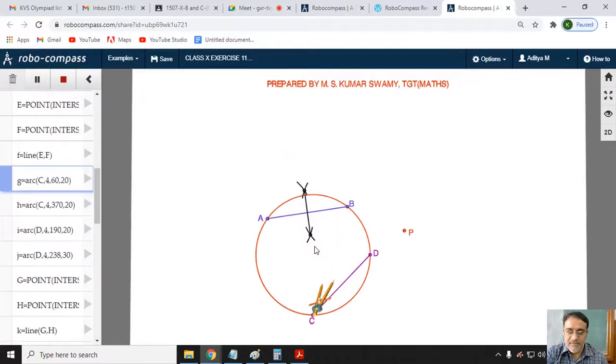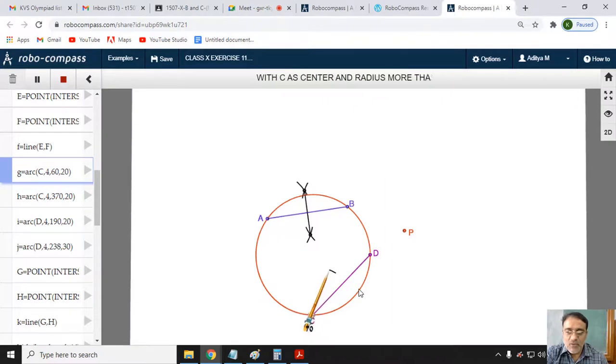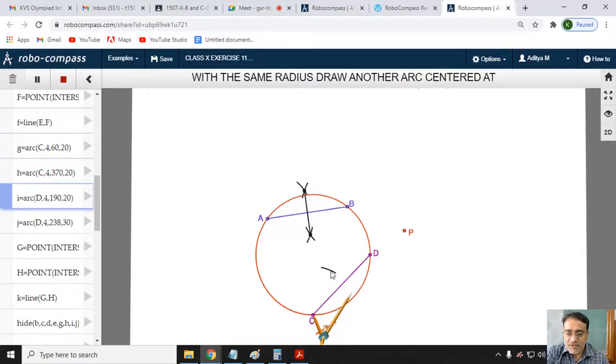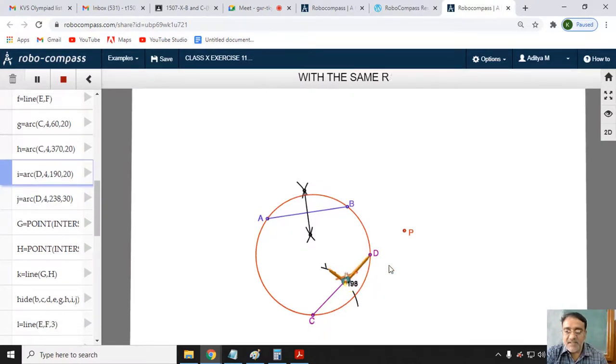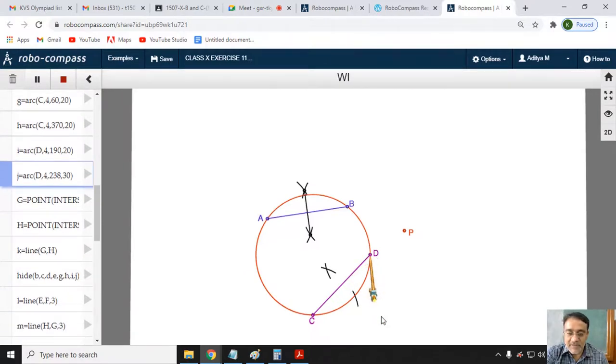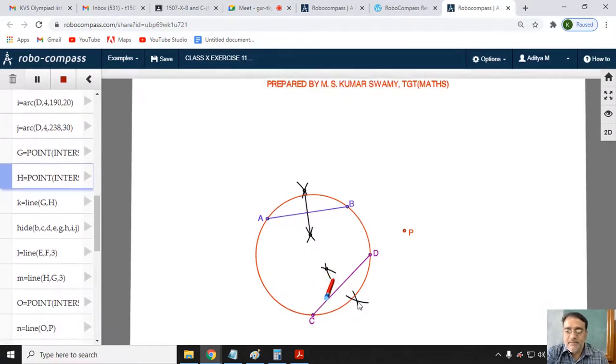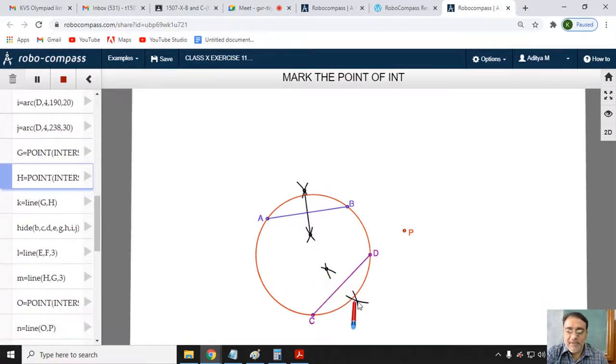Okay, now we are going to draw the perpendicular bisector of CD. So with center C, draw arcs on both sides such that the radius should be more than half of CD, and with center D, we are going to draw the arcs on both sides, with same radius. Both will intersect at 2 points and we'll join those 2 points. So that will be the perpendicular bisector of CD.